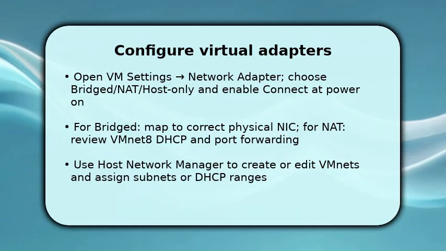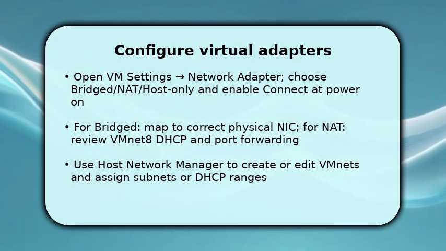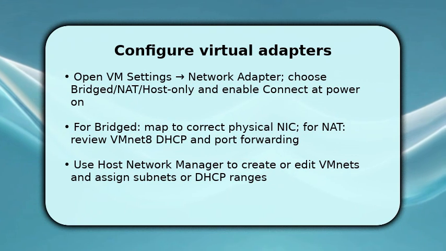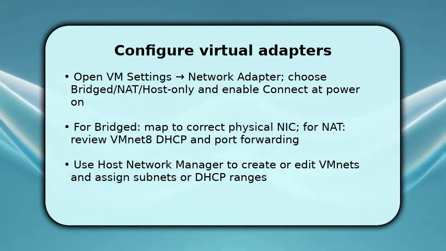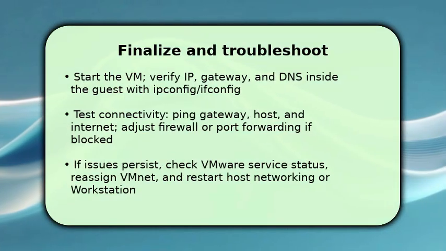Then open Host Network Manager to create or tweak VNets. Set subnets and DHCP ranges. This ensures stable IP assignment, and you finish by booting the VM and confirming network settings inside the guest.